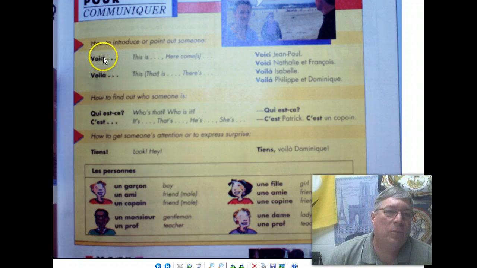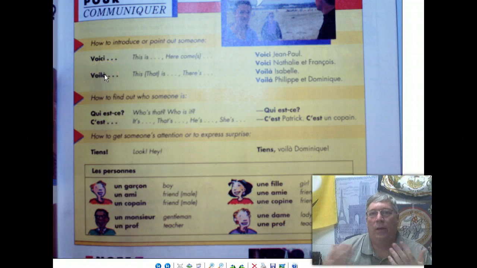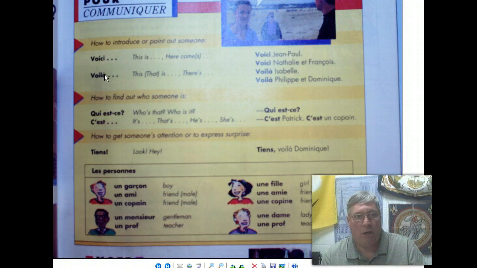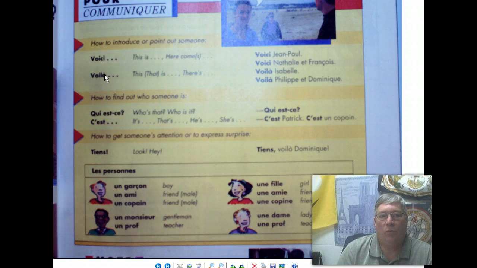And the difference, though, between voici and voila is really the relationship to where they are in space. You know, if I can say, here's my book, there's my book. Nothing really changed about the book, just where it is in relationship to me. Same thing with voici and voila.